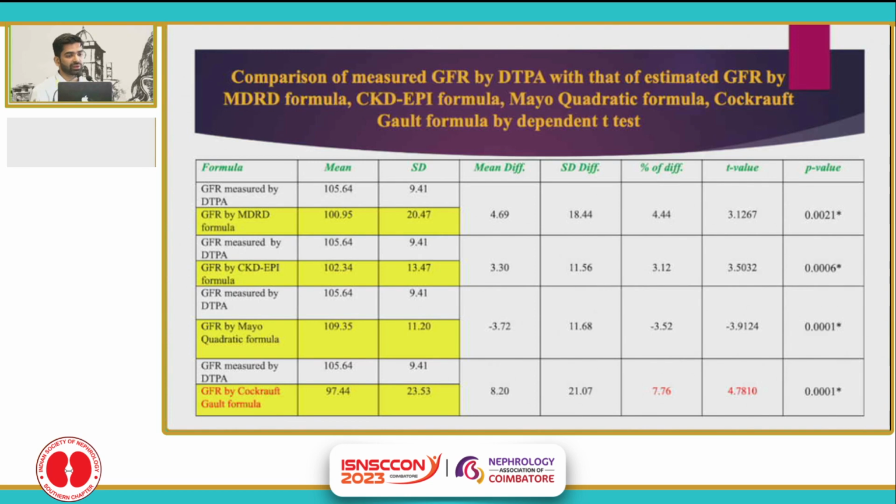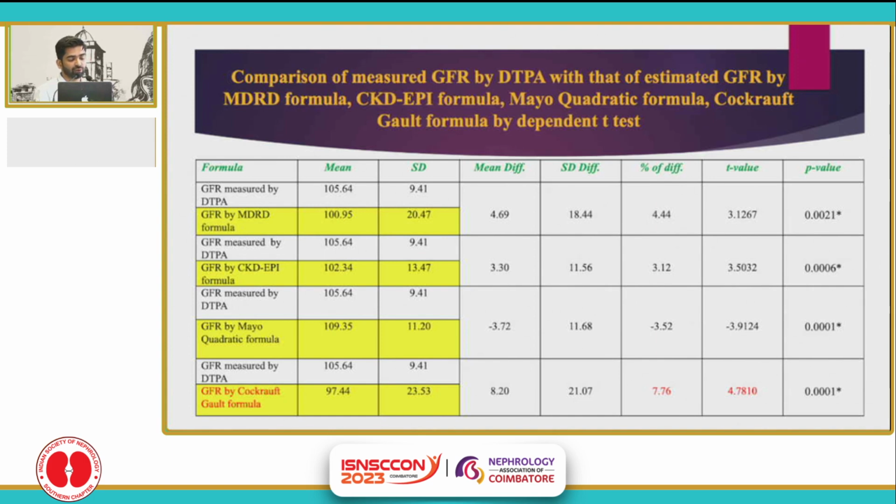So this is the comparison of measured GFR by DTPA with estimated GFR by the various equations by dependent t-test. Here you can see the first yellow band is that of GFR by the MDRD formula, and the row above it is the GFR measured by DTPA. The mean with MDRD is 100 versus 105 measured by DTPA. CKD-EPI has the closest correlation, which is 102 as opposed to 105 by DTPA.